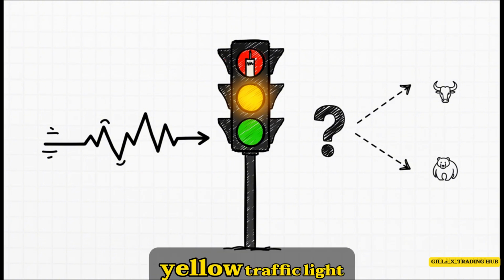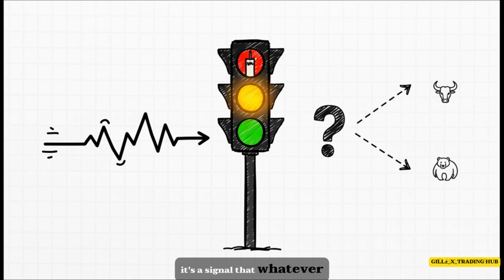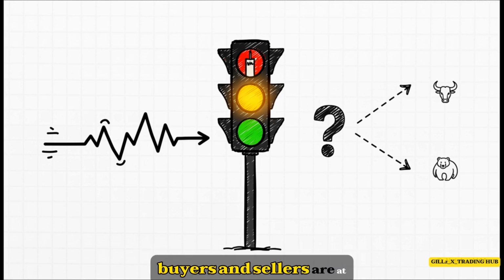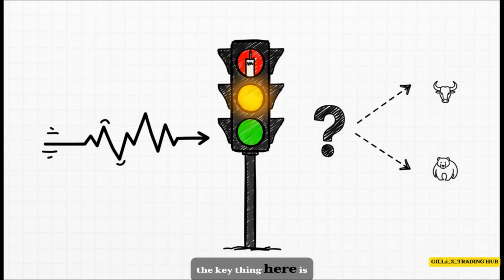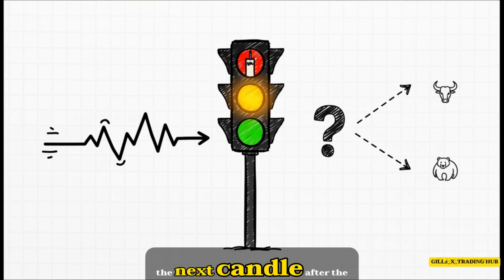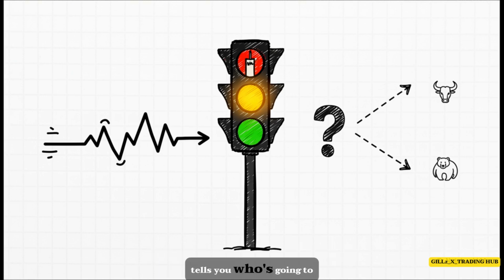So, when you see a doji, what should you be thinking? Think of it like a yellow traffic light. It's a signal that whatever trend was happening, up or down, is losing steam. The market is taking a breather. Buyers and sellers are at a stalemate. The key thing here is to just wait. The next candle after the doji is usually the one that tells you who's going to win this tug of war.